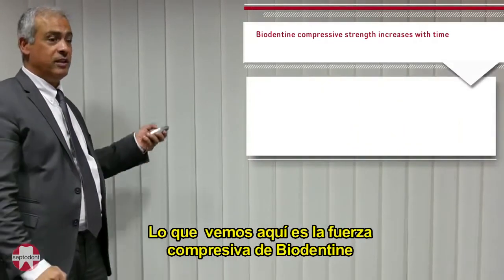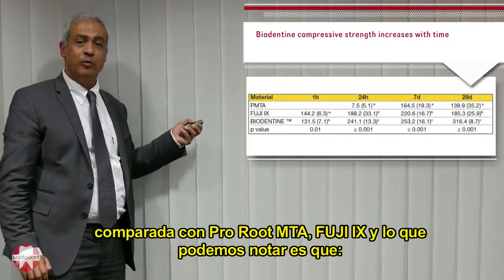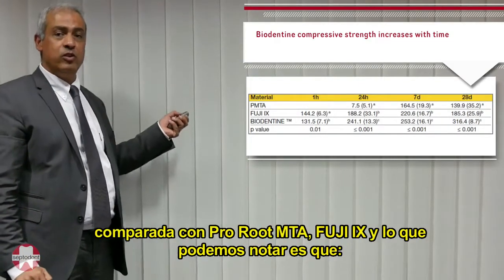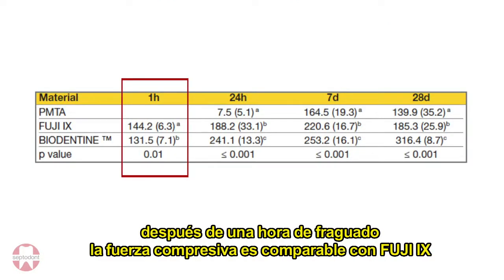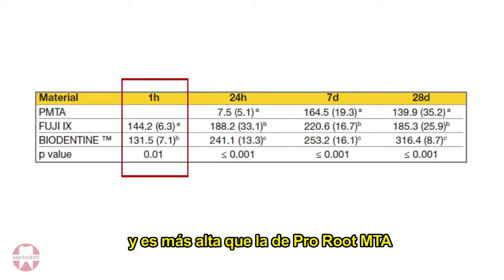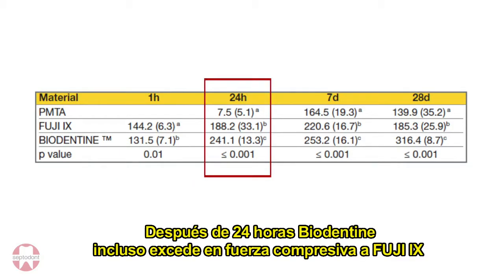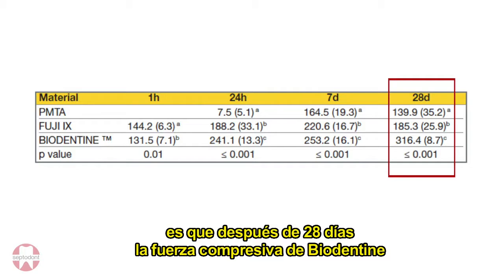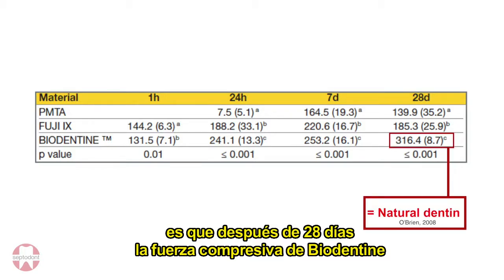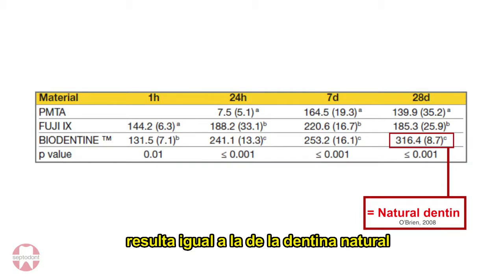What we see here is the compressive strength of Biodentine as compared to Pro-Root MTA and to Fuginine. As you can notice, simply 1 hour after setting, the compressive strength is comparable to that of Fuginine and much higher than that of Pro-Root MTA. After 24 hours, it even exceeds that of Fuginine. And most importantly, after 28 days, the compressive strength of Biodentine is equivalent to that of natural dentine.